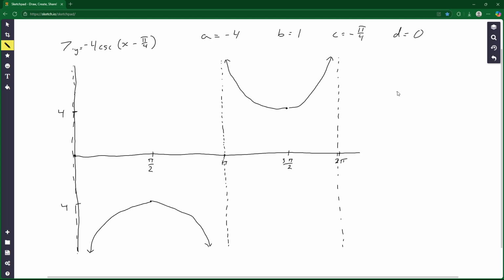And if they ask you for the domain, what is that going to be? All real numbers, or wait, no, all real numbers except x cannot equal k pi, and k is an integer, and that's really it.